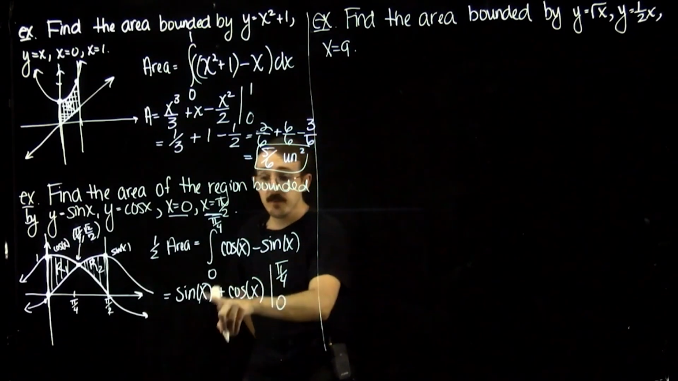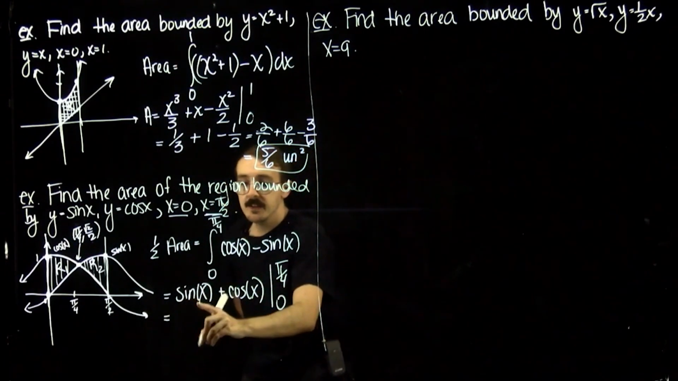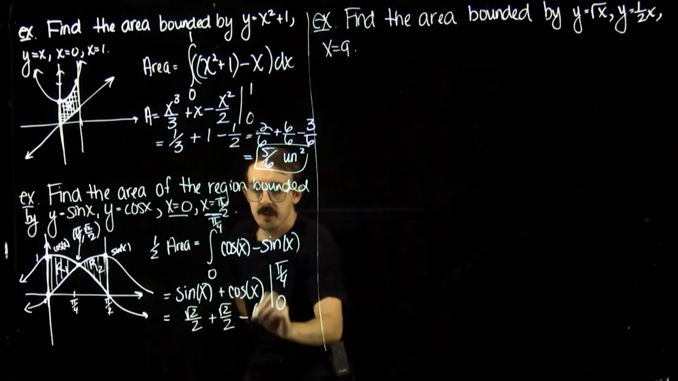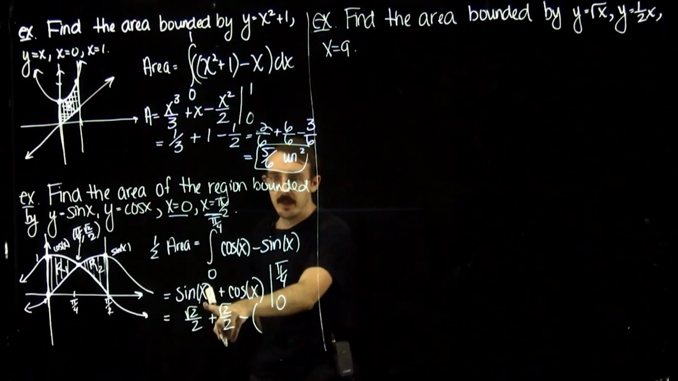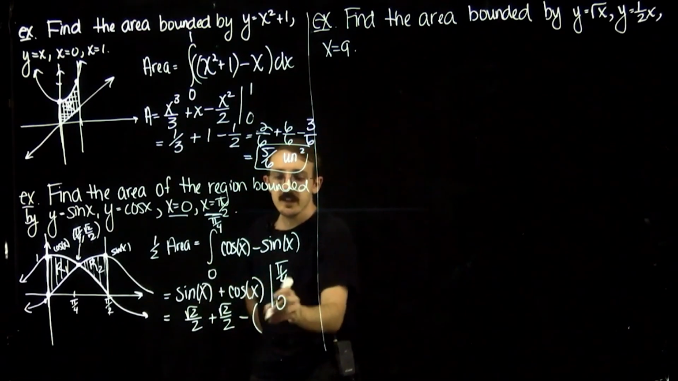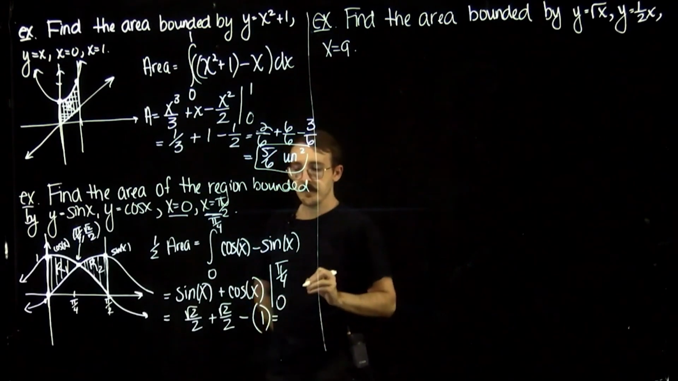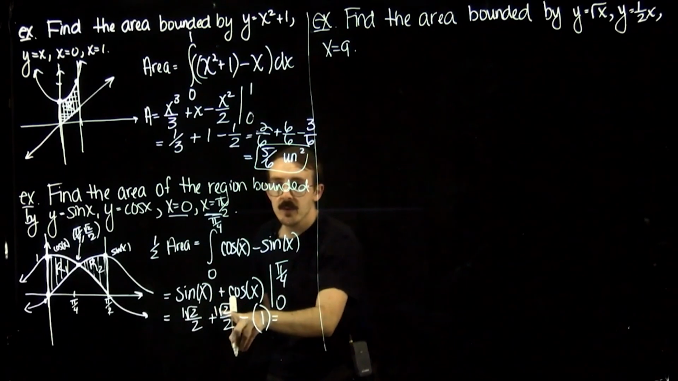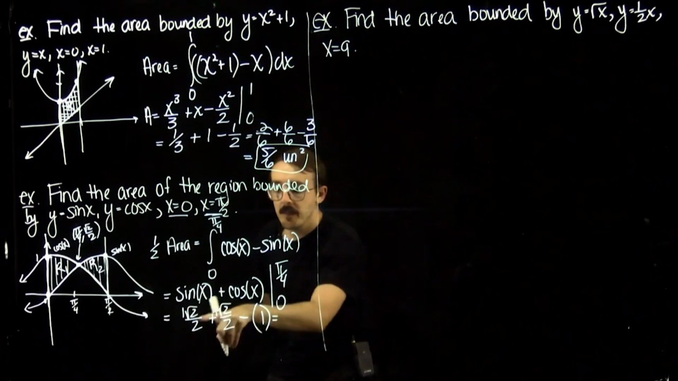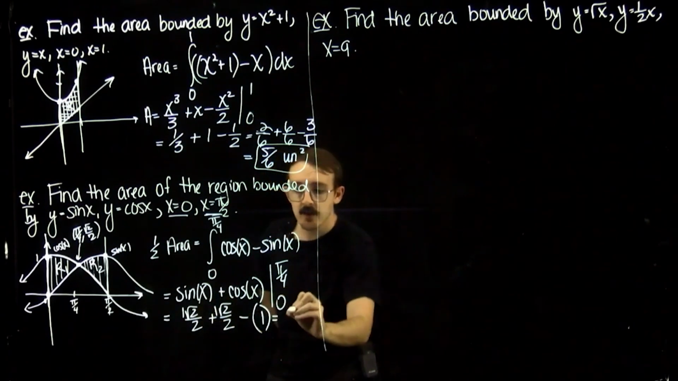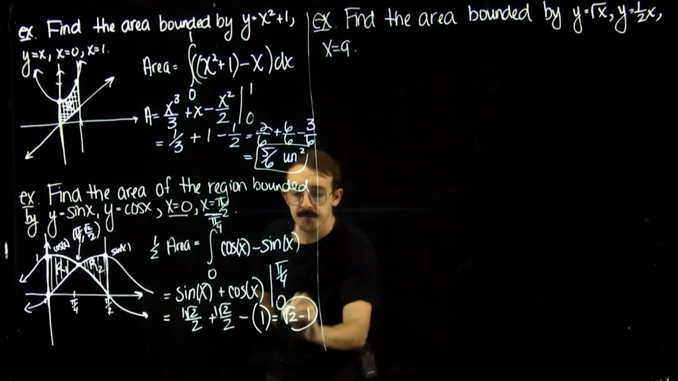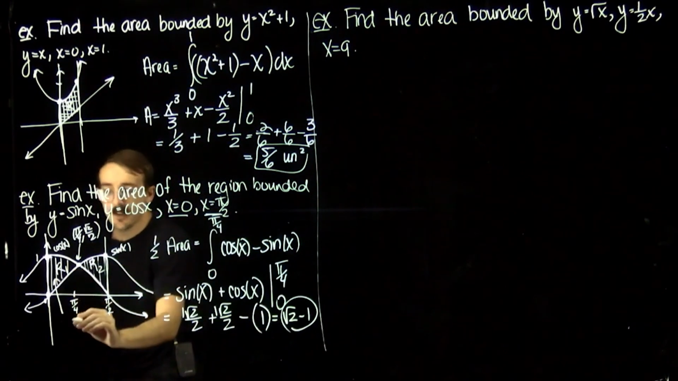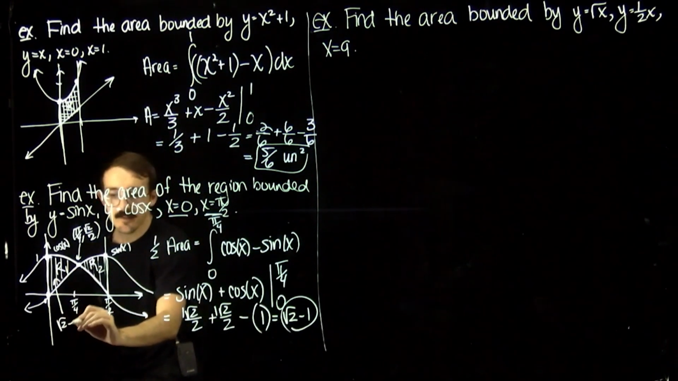OK, so if I plug in pi over 4, I get square root of 2 over 2 plus square root of 2 over 2, minus, and you have to plug in 0. Here, you get 0, but cosine of 0 is 1. So then if I put these together, 1 square root of 2 plus 1 square root of 2 is 2 square root of 2, but it's over 2. So I'm just going to get root 2 minus 1. So this is the area of 1/2 of this. So this is the area of the left half.